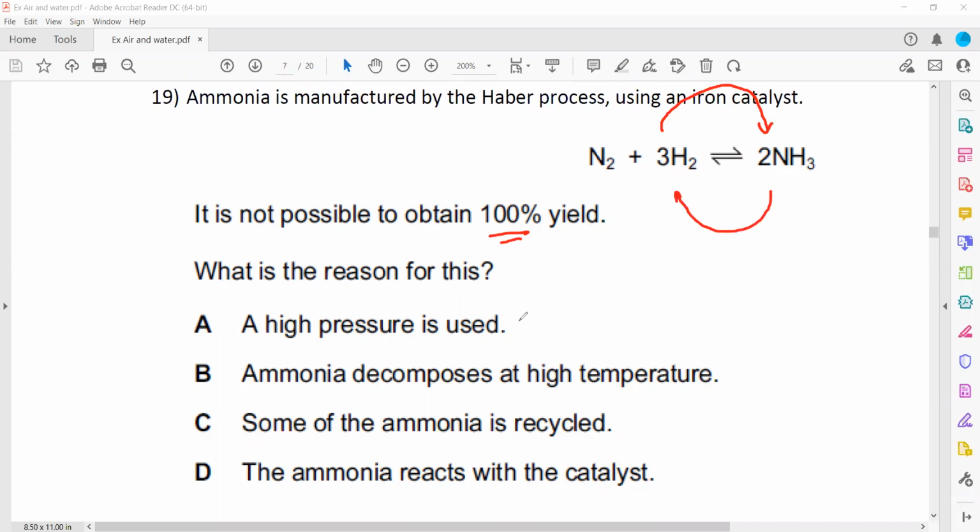So high pressure is used. If high pressure is used, we should get more ammonia, but still we don't get 100%. Why? Because ammonia decomposes at high temperature, or breakdown of ammonia is happening, because a temperature around 450 is used. So once ammonia is formed, ammonia will decompose and form back nitrogen and hydrogen.